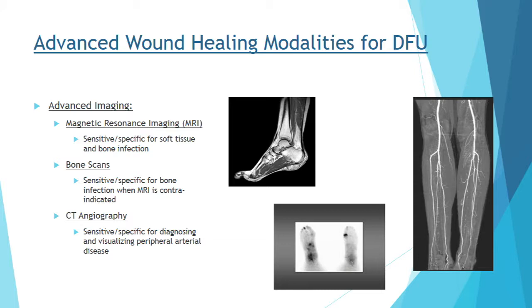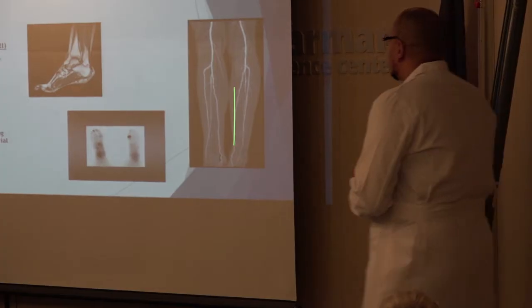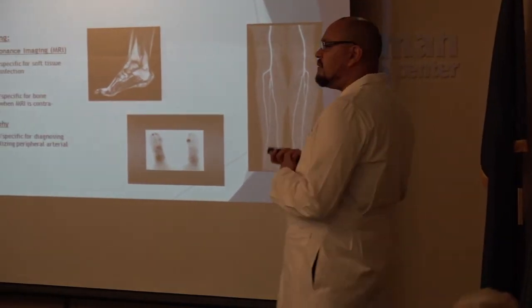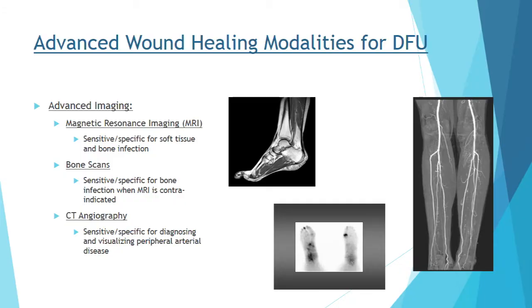But yeah, an MRI is much, much superior in my hands, or in my estimation, than a bone scan will ever be. CT angiogram, sensitive and specific for diagnosing and visualizing the peripheral arterial system. Does the patient have enough blood flow to heal the wound? And these are all adjuncts that we can order to determine why this wound simply isn't healing.